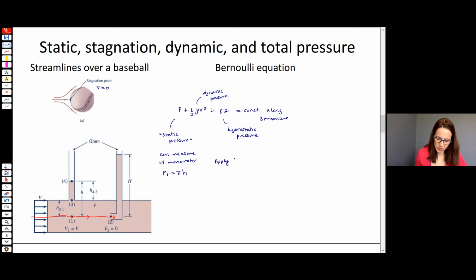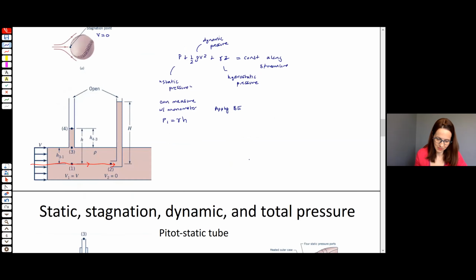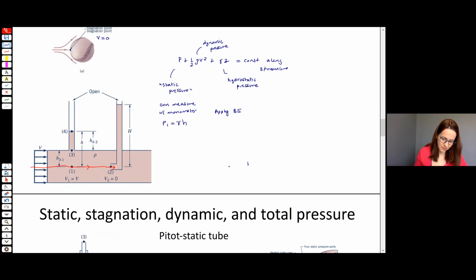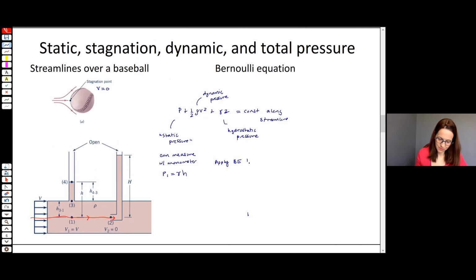between points 1 and 2. I'm going to write the Bernoulli equation abbreviated as BE. So we do that, we have P1 plus 1/2 rho V1 squared plus gamma Z1 equals P2 plus 1/2 rho V2 squared plus gamma Z2.